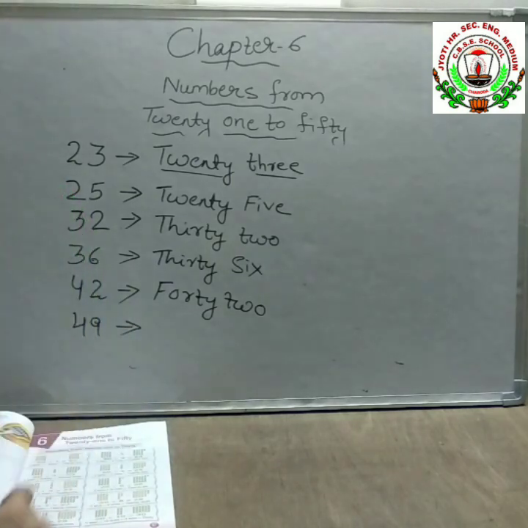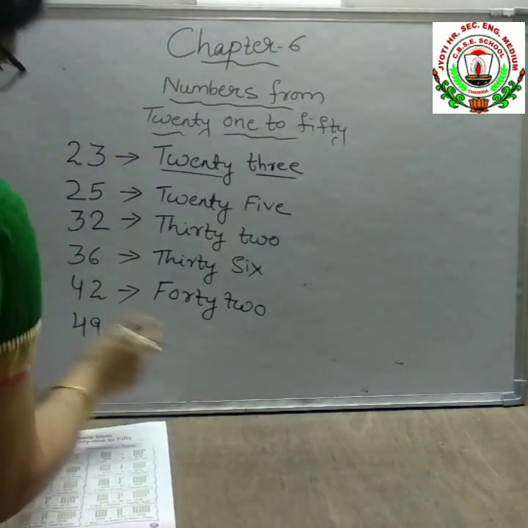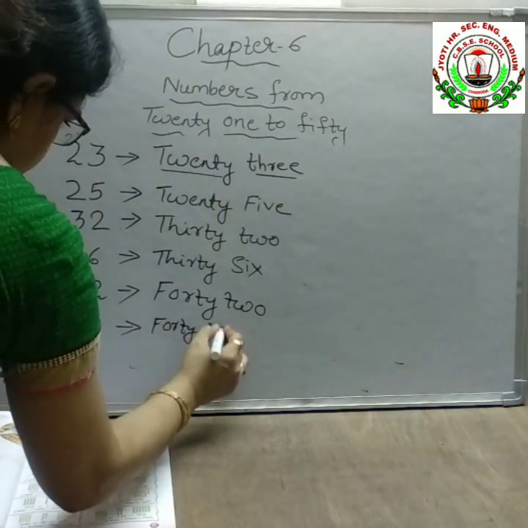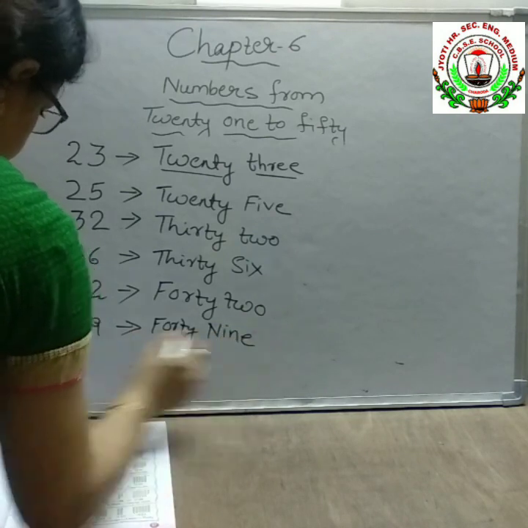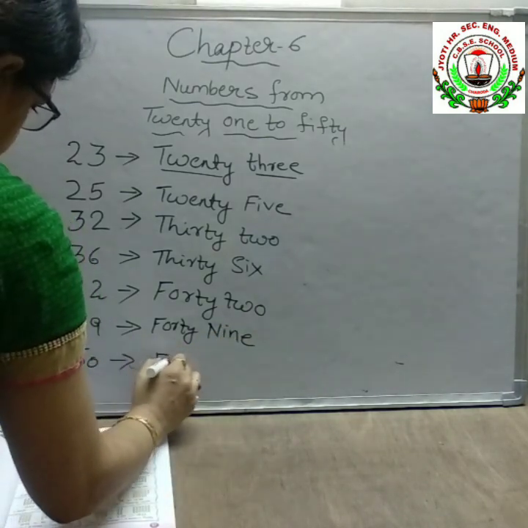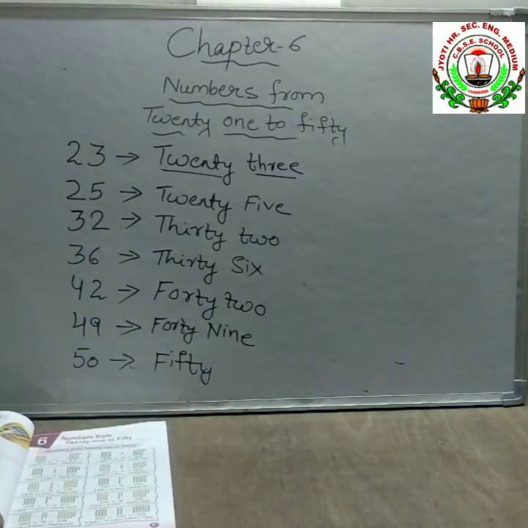Which number is this, student, which I have written on the blackboard? It is 49. So first we will write the spelling of 40, then 9. After 49, which number is this, student? 50. The spelling of 50 is F-I-F-T-Y, 50.